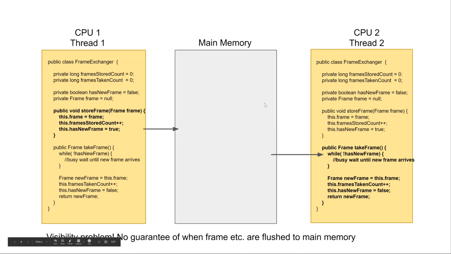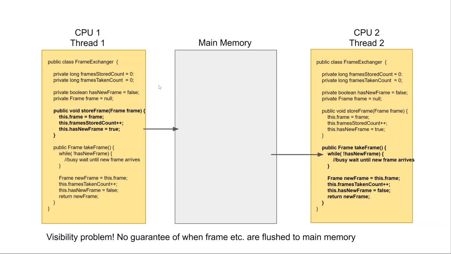However, since neither of these fields here are declared volatile, and because neither storeFrame or takeFrame contains any synchronized blocks, there is no guarantee that the changes made to these fields in the FrameExchanger, in the local copies of the FrameExchanger fields, are visible to the other thread.